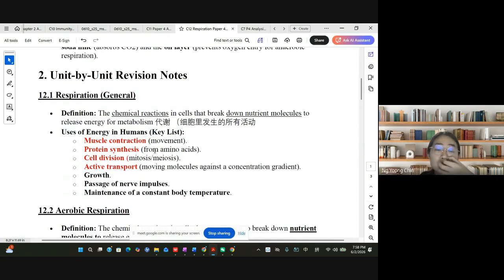Okay, so what is respiration? Respiration refers to the chemical reactions that take place inside the body cell. They break down nutrient molecules to release energy for metabolism.